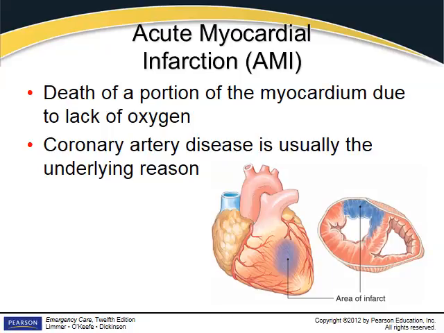An acute myocardial infarction is defined as death of a portion of the myocardium due to a lack of oxygen. So anytime that you do have an MI, you do have at least some tissue death in the myocardium. Coronary artery disease is usually the underlying reason.